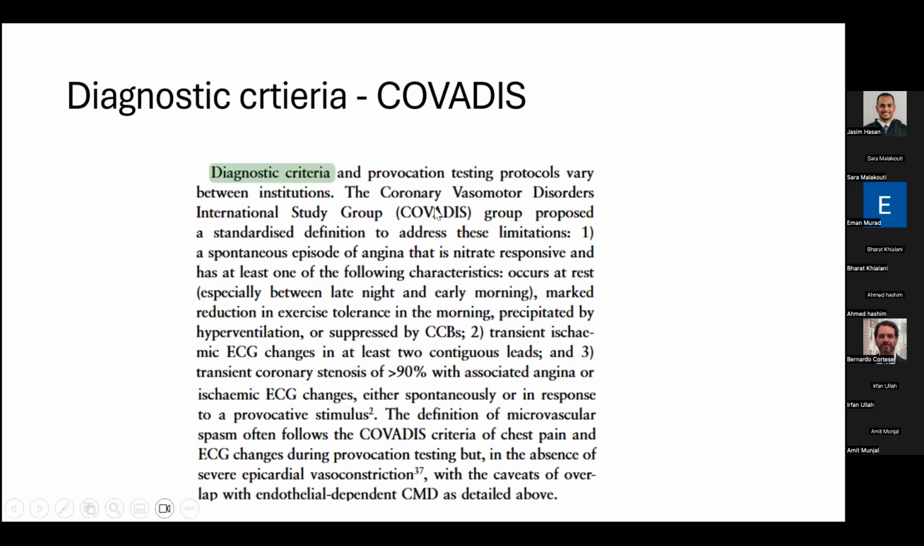This is, as I said, the Coronary Vasomotor Disorder International Group. It's a busy slide. They have criteria, whether clinical: points number 1 and 2 are clinical, and point number 3 is the angiographic cutoff for diagnosis. For us, what we follow in our hospital is 70% stenosis of the artery as compared to the reference artery.